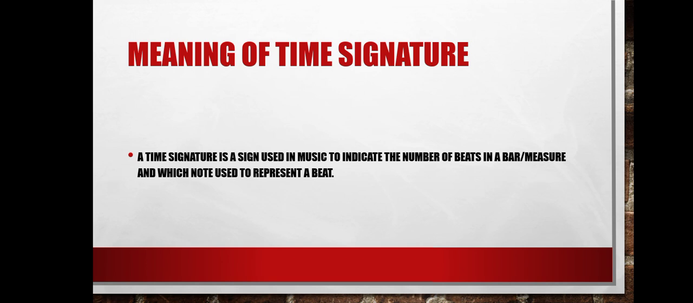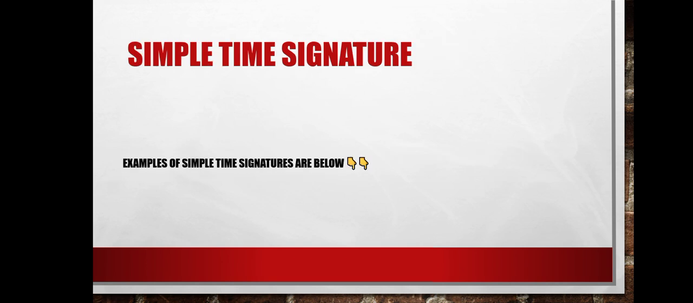A time signature is a sign used in music to indicate the number of beats in a bar or measure, and which note is used to represent a beat. That's the literal meaning of the word time signature. It is just a sign like any other, used to indicate the number of beats in a measure or bar, and which type of note is used to represent one beat. There are two types of time signatures. There is a simple time signature, and there is also a compound time signature.